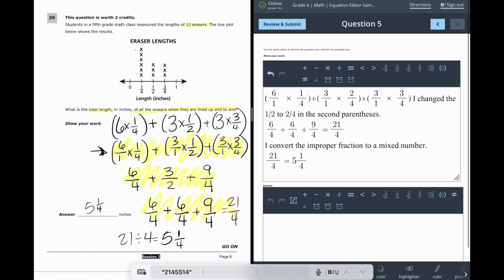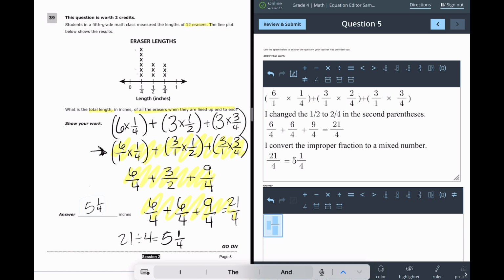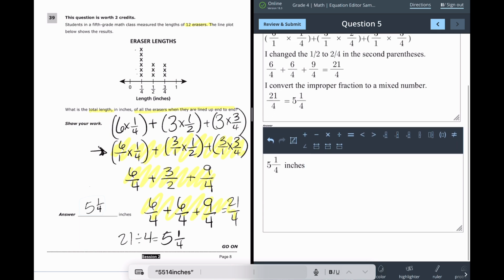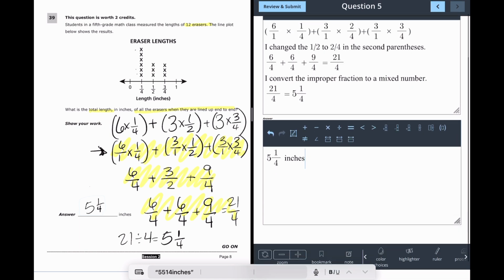So here's everything, so they can see all my work, they can follow everything I did, all my steps. I multiplied, I did convert the second fraction to 2/4, I added, and then I changed my improper fraction to a mixed number. And now my final answer is just my mixed number. So 5 and 1/4 inches. And that's it. So that's all they really need in that second box, is only a final answer.